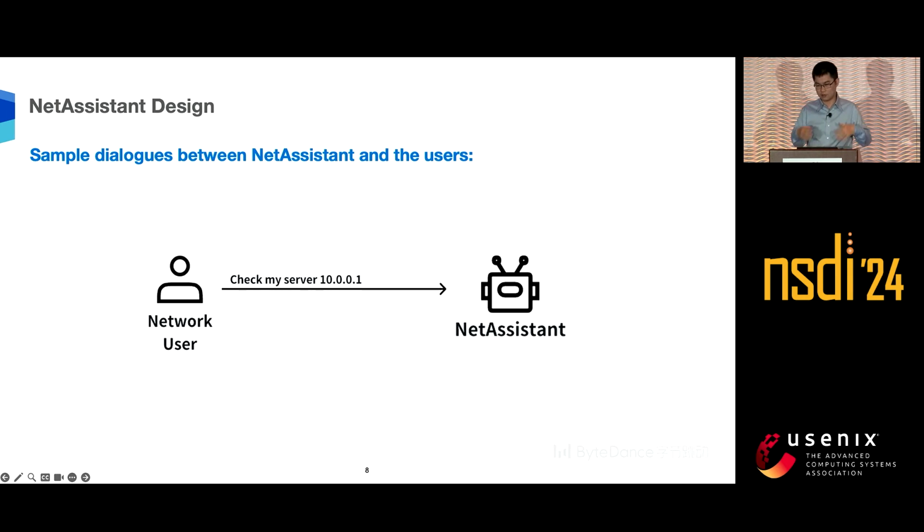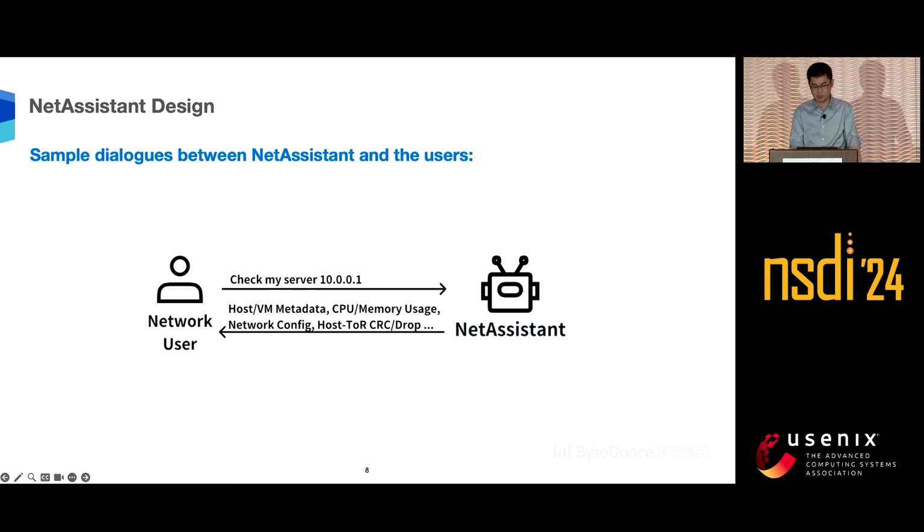So the most common question is they ask to check their server network environment, and the intent is clear and the objective is also clear. So the NetAssistant does a diagnosis, like for example, checks its metadata, its software stack, CPU, memory, the network configuration, and its nearby top of rack switch, any CRC, any switch abnormality, and generates the result.